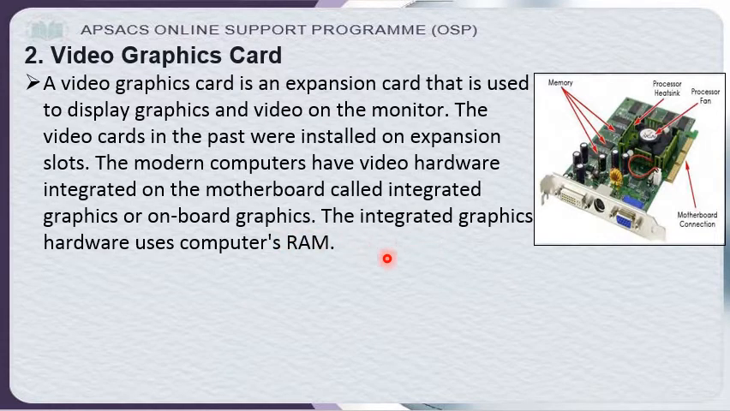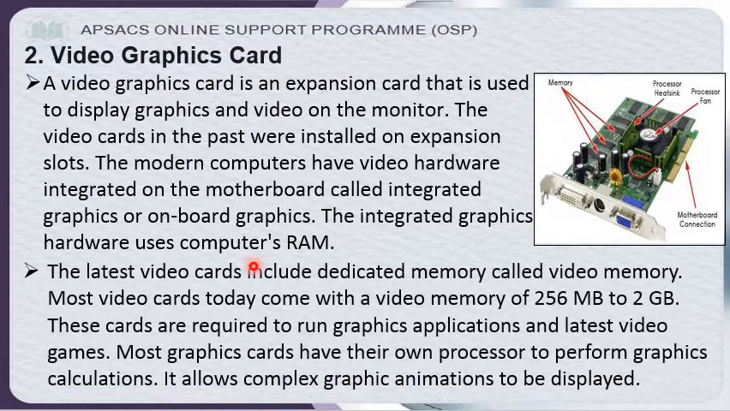The integrated graphic hardware uses the computer RAM. It means whenever you have 64 MB or 128 MB of integrated graphic memory, this 64 or 128 MB will be utilized from your RAM. The latest video cards include dedicated memory called video memory. Most video cards today come with a video memory of 256 MB to 2 GB.